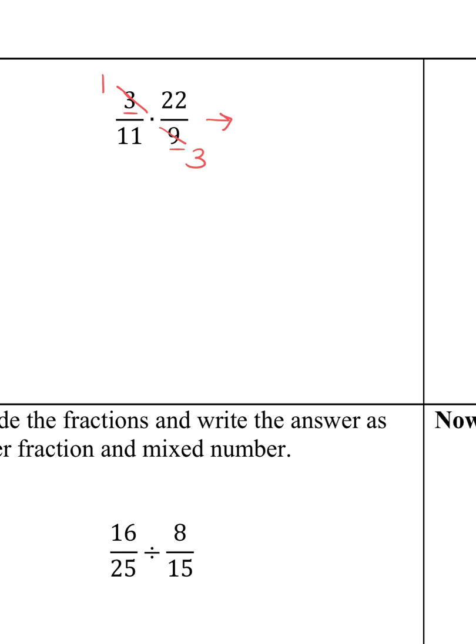Now, when it comes to the 22 and the 11, they both share 11 in them. I can divide them both by 11. So this would be 1 and this would be 2. And now I would multiply 1 times 2 to give me 2, 1 times 3 to give me 3, and I notice I get the same answer, but I didn't have to reduce. So that's actually kind of nice.